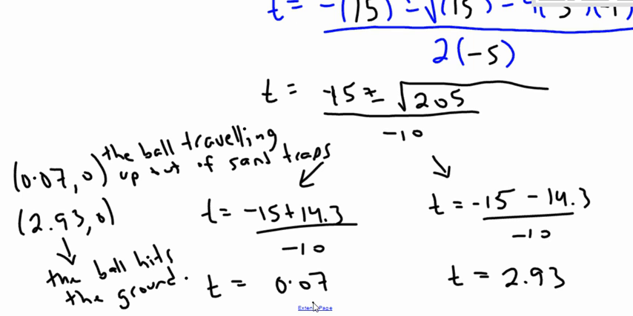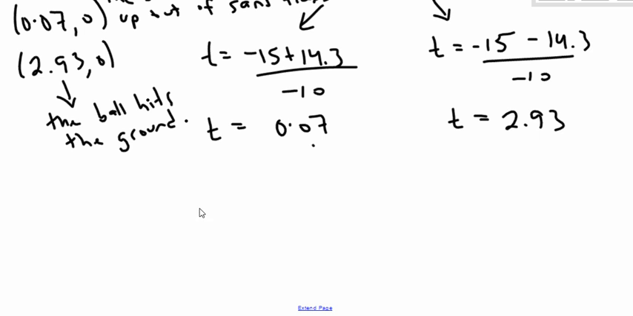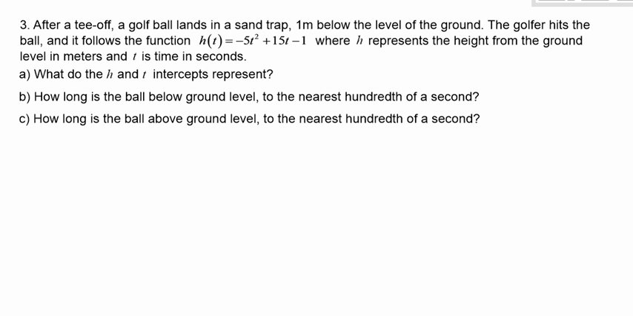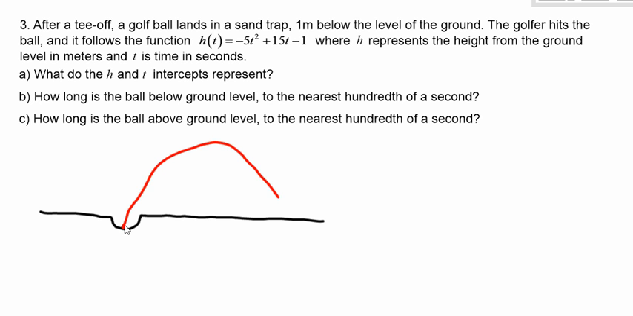Okay, so then it says, boom, oops, next page. So we answered A, and it says how long is the ball below ground level to the nearest hundredth of a second, and how long is the ball above ground level to the nearest hundredth of a second. So let me just draw my little diagram again. There's my sand trap, isn't it lovely? And there's the ground level, which represents a height of 0. So here's the ball, and it goes up and then back down.